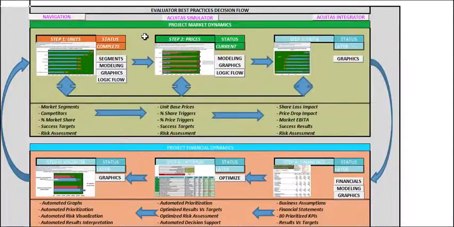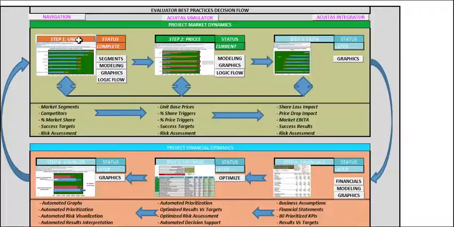This is the demo of Step 1 of the Evaluator Best Practices decision flow. Step 1 defines the competitive marketplace in terms of market segmentation, market geography, market size, competitors, and competitive percent share of market, and enables you to assign the importance or rank for all market variables, key performance indicators, and the target levels of success.